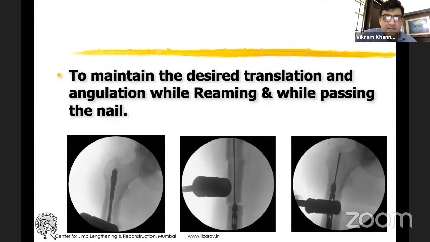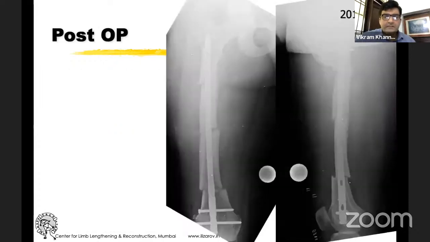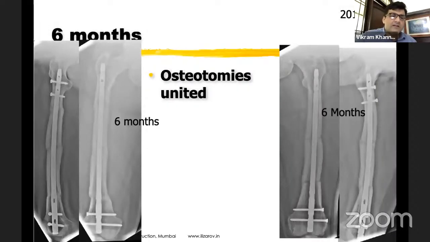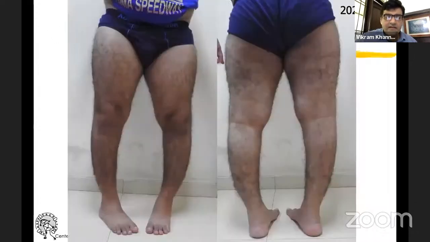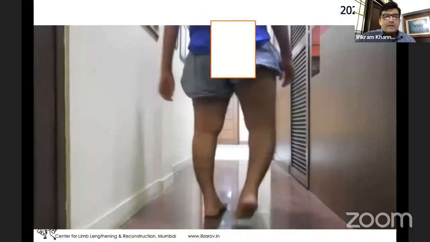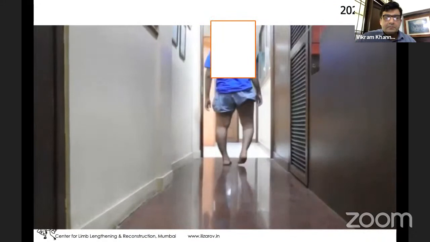Now, after that, the guide wire passed easily, sequential reaming was done, and the nail was put in. This is the post-op X-ray showing the triple level osteotomy with the nail in. The osteotomy is united in 6 months' time, and after 10 months, you can hardly see the osteotomy lines. However, at that time, we had planned for the tibia correction, and this is the pre-operative walk.